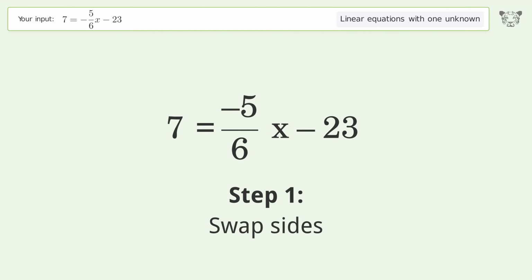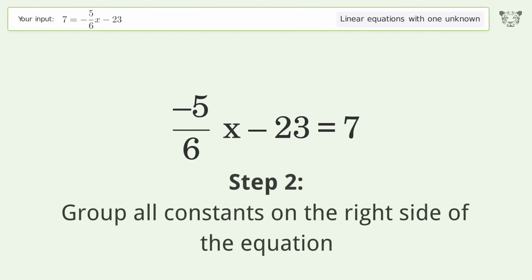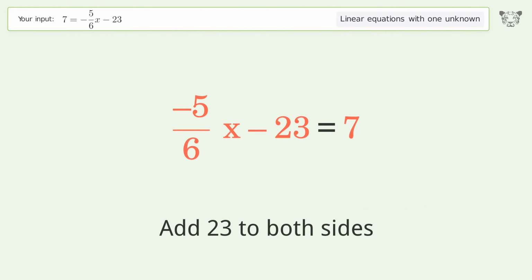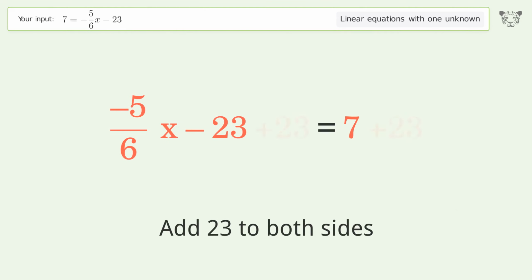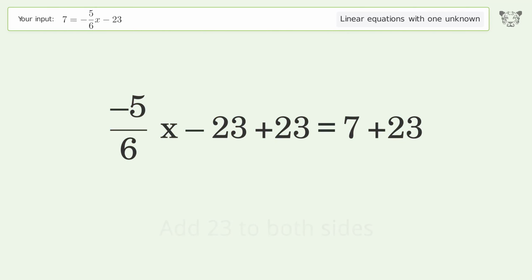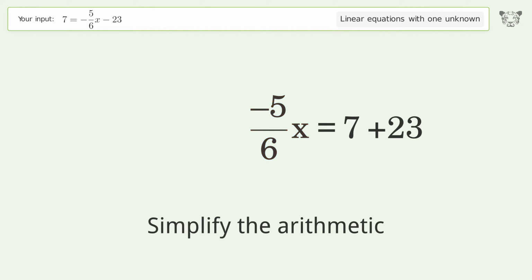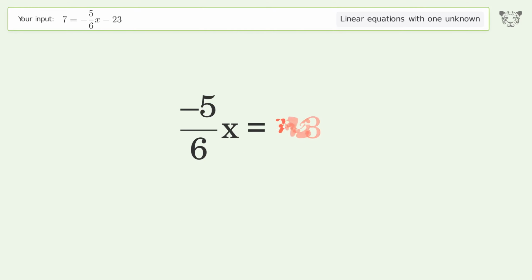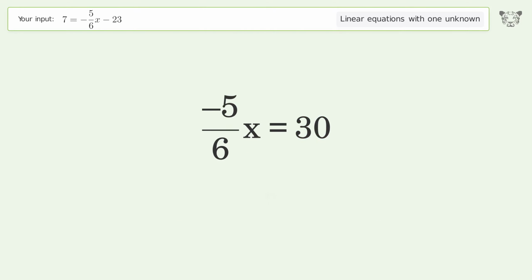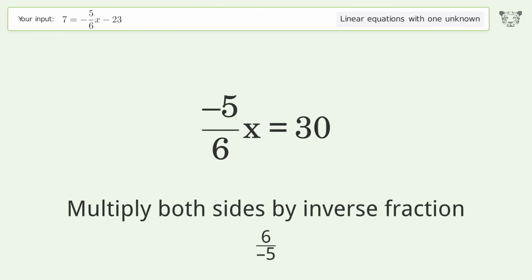Swap sides. Group all constants on the right side of the equation. Add 23 to both sides. Simplify the arithmetic. Isolate the x. Multiply both sides by inverse fraction 6 over -5.